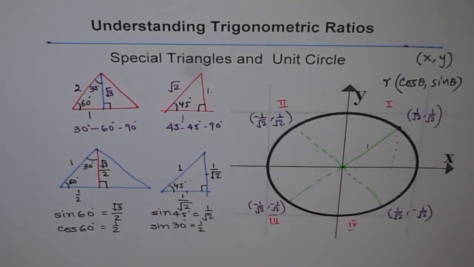This is for 45 degrees. And now let's do 30 degrees. Now for 30 degrees, how should it get modified?